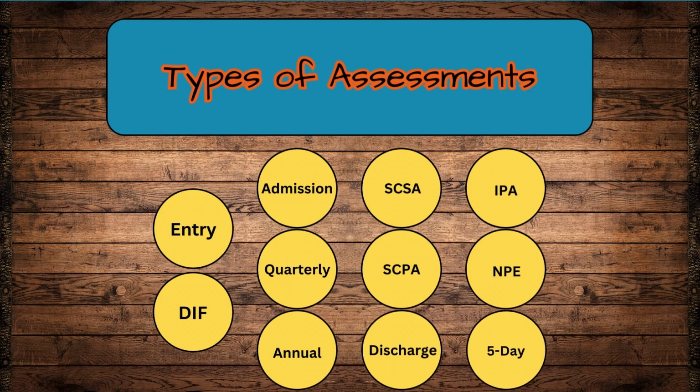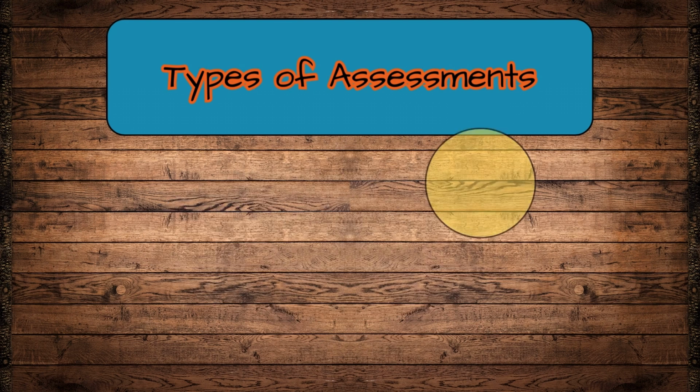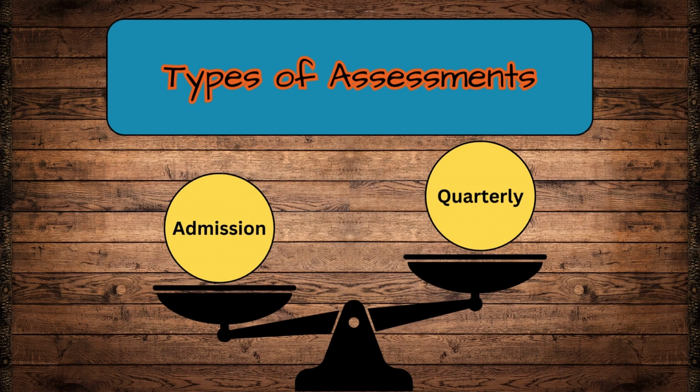There are several different types of MDS assessments and tracking records with varying requirements for completion, and the data elements included in each assessment type vary based on the particular item set required for completion. For example, an admission MDS, which is a comprehensive item set, contains more data elements than, let's say, a quarterly item set.